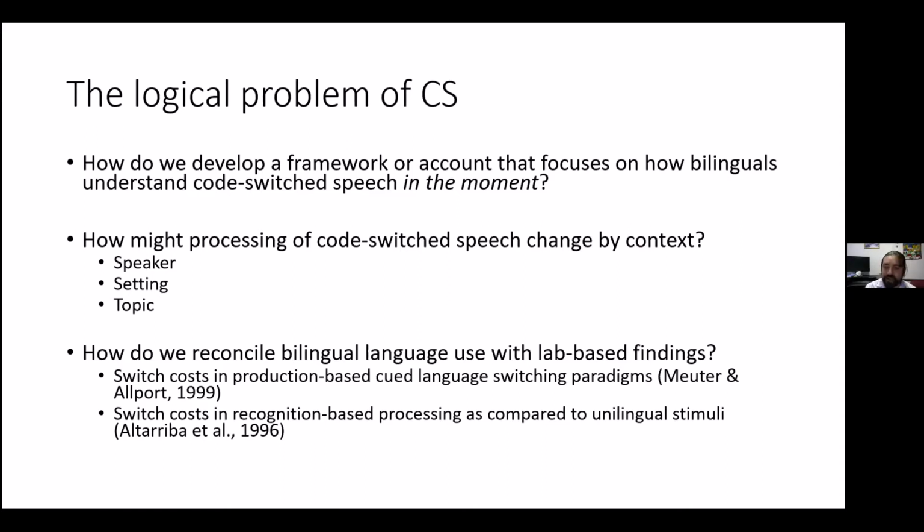So how do we reconcile this actual bilingual language usage with the documented robust findings that we have from the lab? Again, if we look at cue-based language switching studies, these are the classic types where you see pictures of items, and then by the color of the background screen, the participant is told which language they need to name the item. We see switch costs very robustly documented. We also know from the processing side of things, from the recognition side of things, that switch costs are also found, at least when compared to unilingual stimuli.